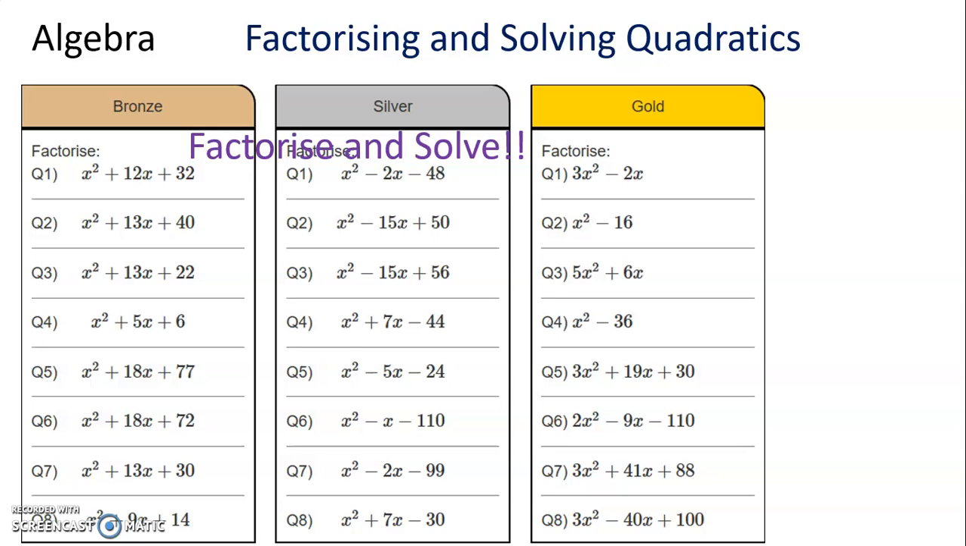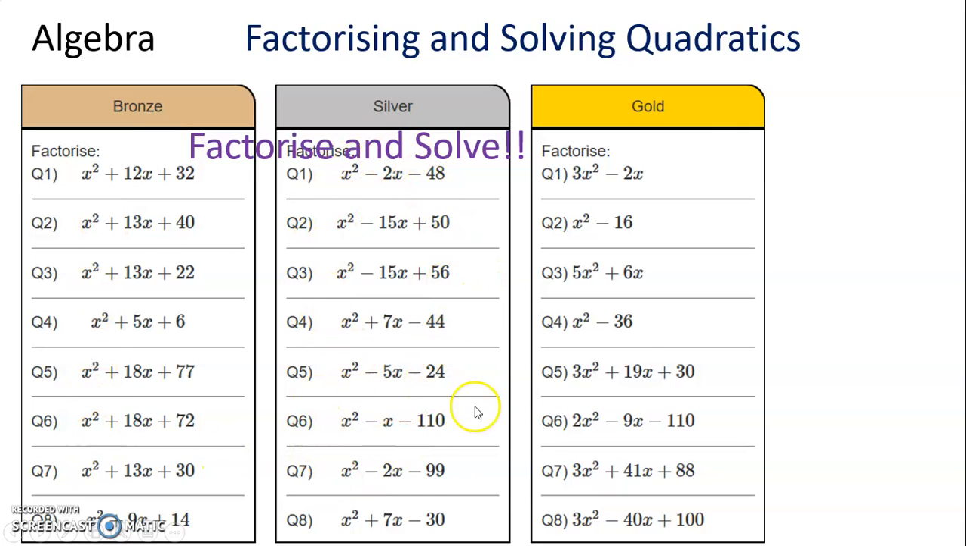Okay, so here is your work for today. This here says factorise and solve. So whereas underneath you can see it says factorise, you're not going to just factorise. You're going to factorise and then you're going to have that additional end bit where you're going to solve your equation as well. So bronze here, we've got all positive terms, which is going to make deciding what your numbers are a little bit more straightforward.